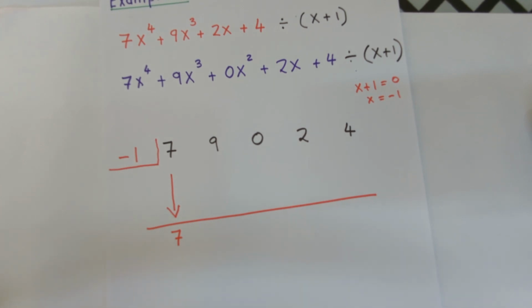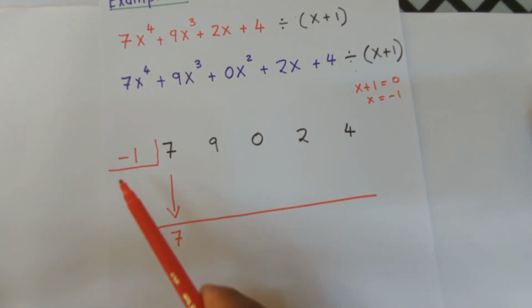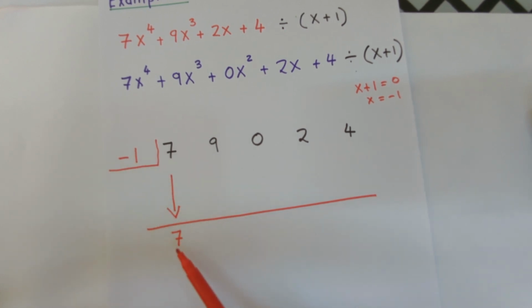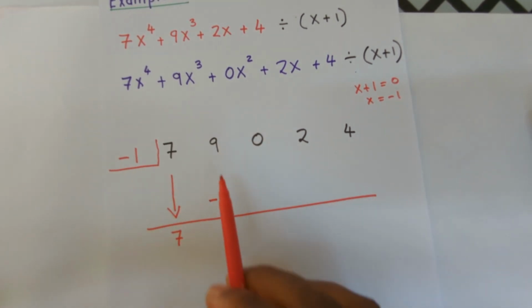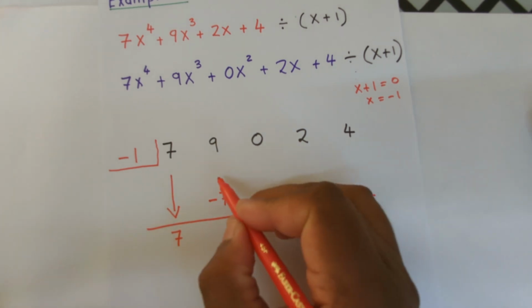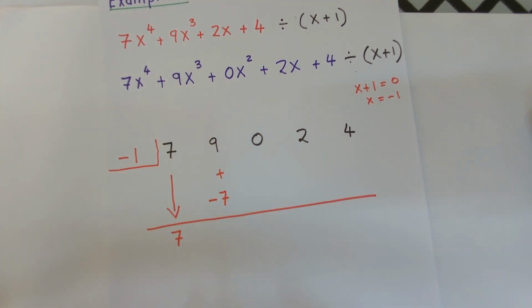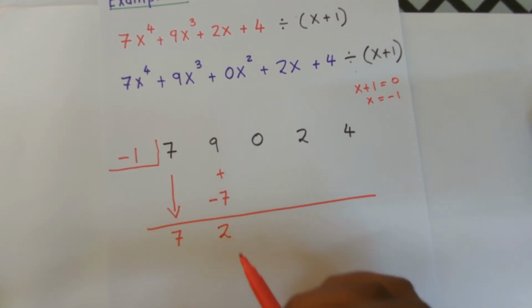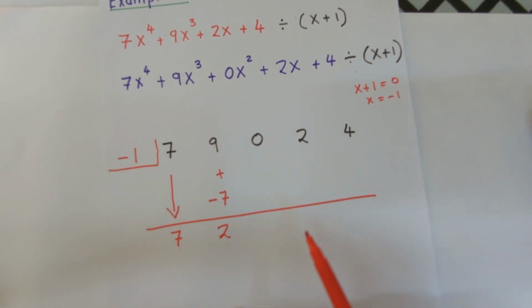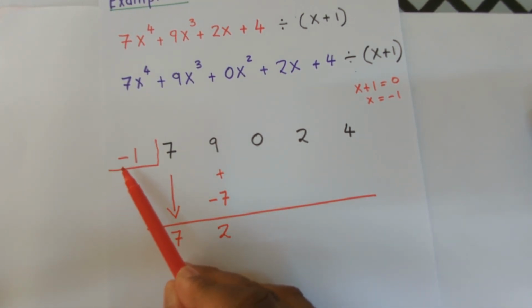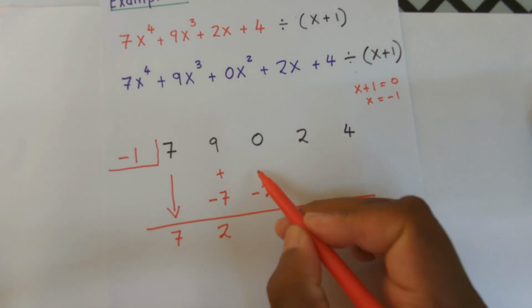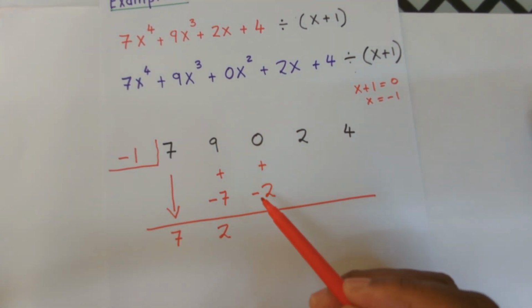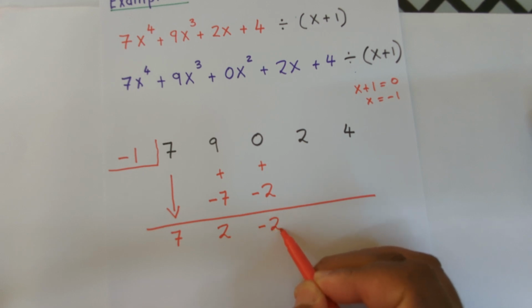Now let's multiply. So we are going to say negative 1 multiplied by 7, it will give us negative 7, and we write it below the next number, which is 9, and we add, and then 9 plus negative 7, that's positive 2. We write our positive 2 there. We repeat the same procedure again. Negative 1 multiplied by 2, it will give you negative 2, and we add 0 plus negative 2, that's a negative 2.